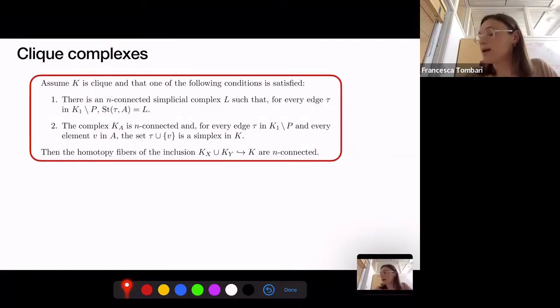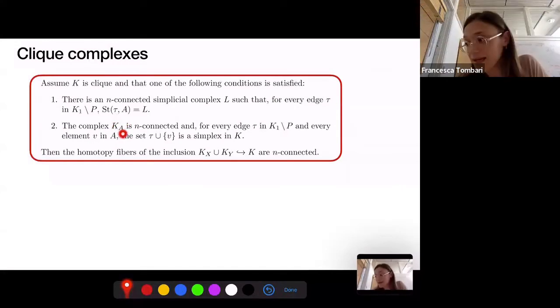Let's start with K a clique complex and assume that one of these two conditions is satisfied. The first condition says that there is L, an n-connected simplicial complex, for which L is equal to every obstruction complex of every edge of K minus P. The other condition says that K restricted to A is connected, and for every edge in K minus P and every vertex in A, tau, which is this edge, union V is a triangle inside K. If one of these two is satisfied, then the homotopy fibers of the inclusion map are n-connected, the same n as the obstruction complex.